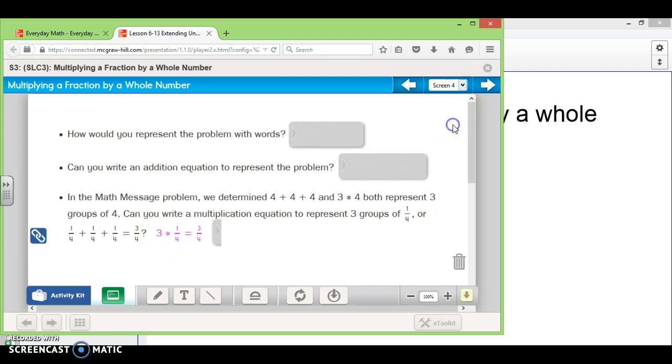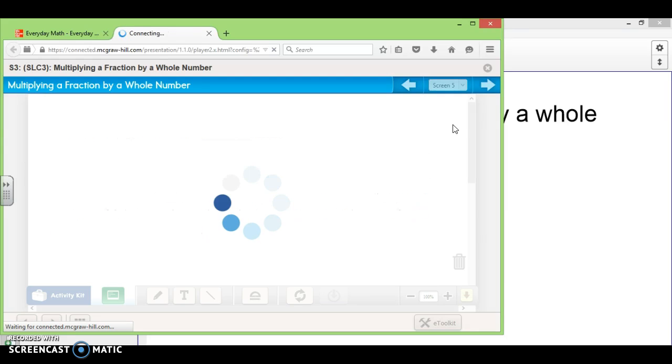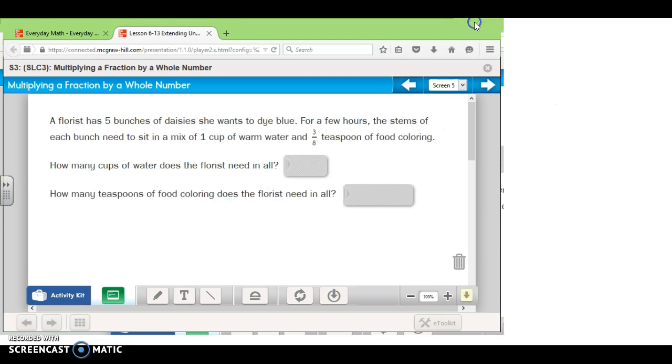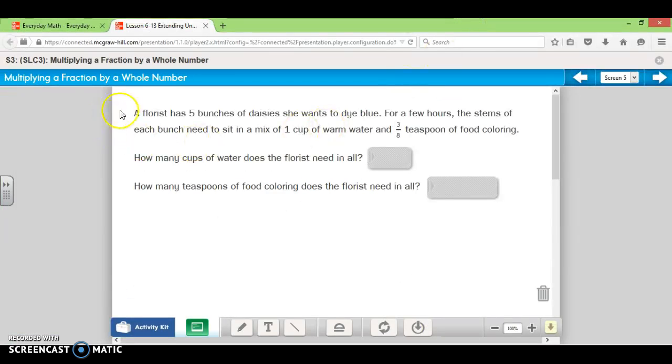Here's what I want you to bring to group. Using what I just gave you, I'm going to read this problem to you. A florist has 5 bunches of daisies she wants to dye blue. For a few hours, the stems of each bunch needs to sit in a mix of 1 cup of warm water and 3/8 teaspoon of food coloring. How many cups of water does the florist need in all? So we know that's 5 bunches, and it's 1 cup, so it would be 5 times 1, which is 5 cups.